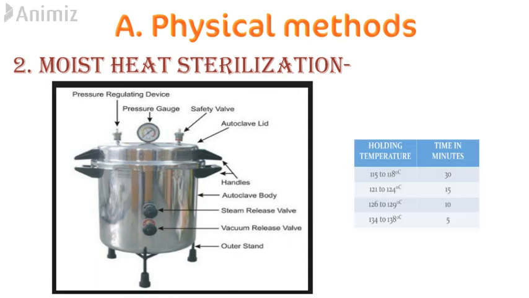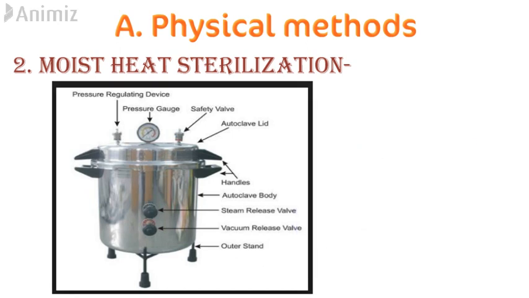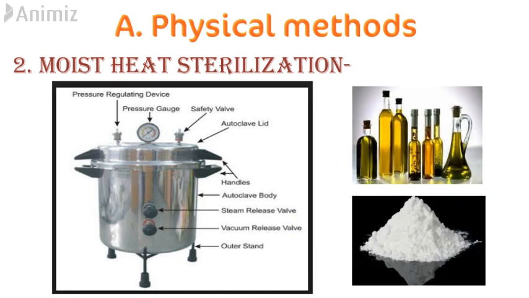We generally sterilize at 15 psi pressure at a temperature of 115 for 30 minutes, 121 for 15 minutes, 126 for 10 minutes, and 134 for 5 minutes. Materials like oils or powders are not sterilized by using autoclave.